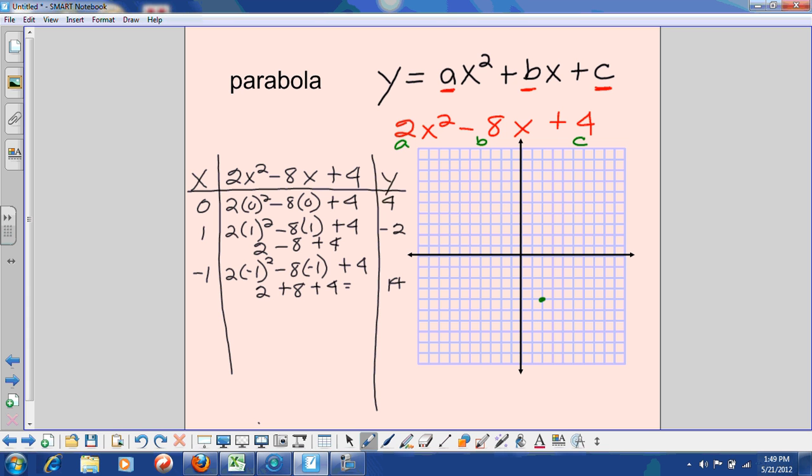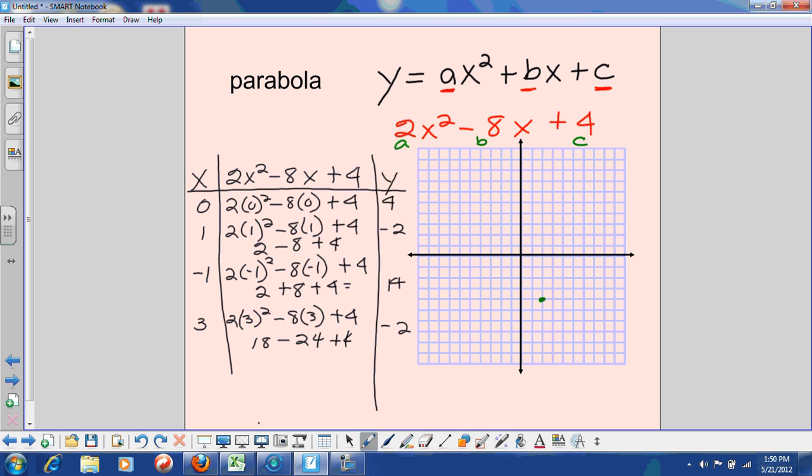Let's try another one. 2 we already did because that's our vertex, so let's take 3. We're already off of our charts at 14, so I'm not going to do any more negative numbers. I'd have to do fractions in order to keep it in, so let's just work with another positive number. 2 times 3 squared minus 8 times 3 plus 4. 3 squared is 9, times 2 is 18. 8 times 3 is 24. Plus 4, that's going to give us a negative 2.